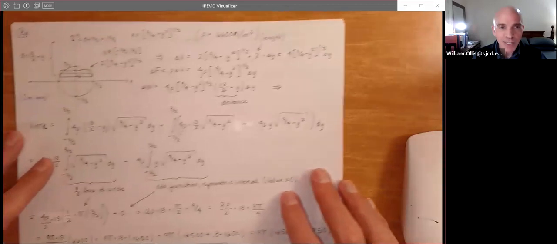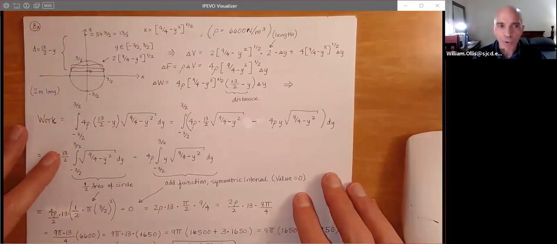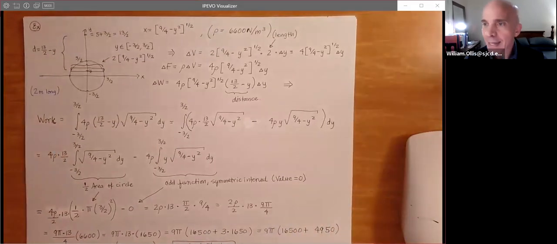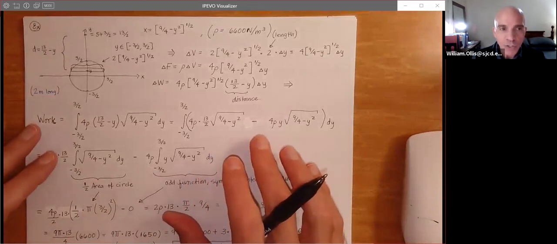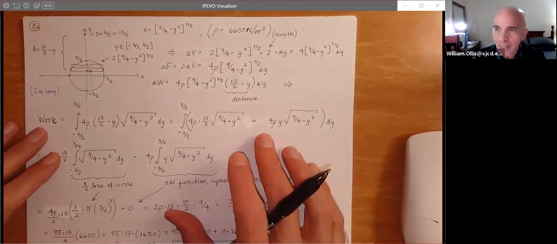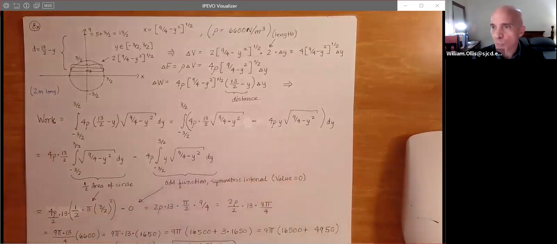Now, this particular example was a work example, and it's in your WebAssign. I thought it was good, so I went ahead and wrote up the example, and I thought this would be good to share with all of my students. Again, the center of mass and the work examples are very much related. I think the center of mass is a little bit more complicated, but certainly doable.